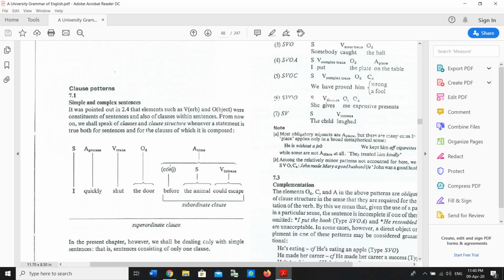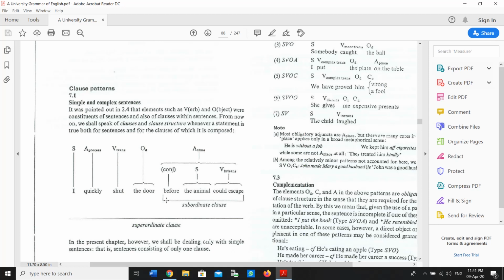If we have a look at this sentence, I quickly shut the door before the animal could escape, you will see that actually we have 2 clauses linked together by the conjunct before. The first clause is meaningful and it stands alone without any need to complete its meaning by other elements. It's meaningful by its elements only. So I quickly shut the door is a meaningful sentence, and we call this an independent clause. It means that it is independent and needs no elements whatsoever from any other elements, whether from the neighboring sentences or not.